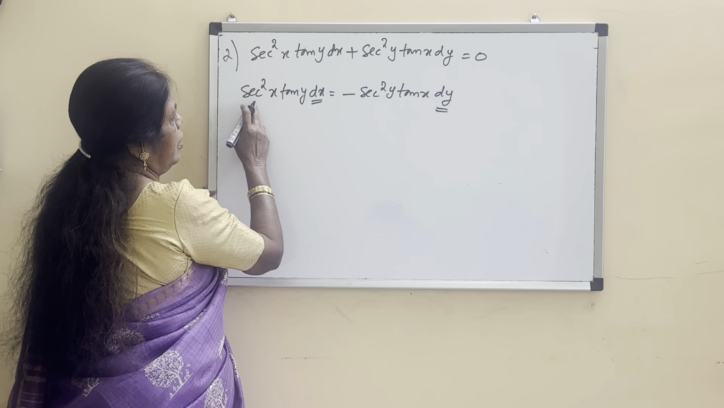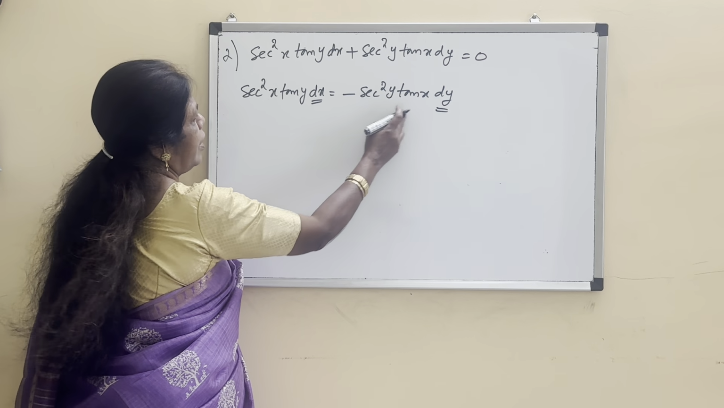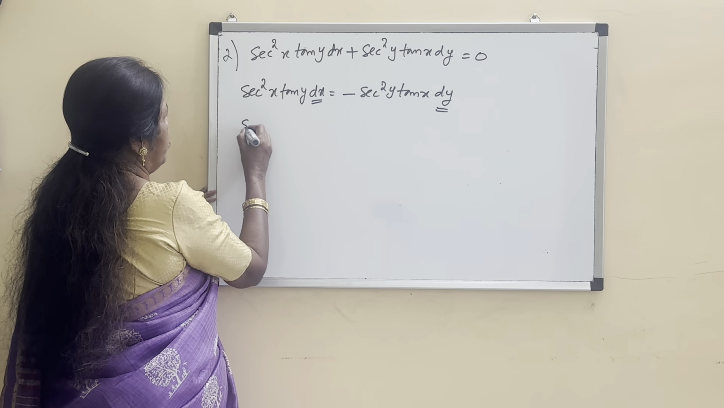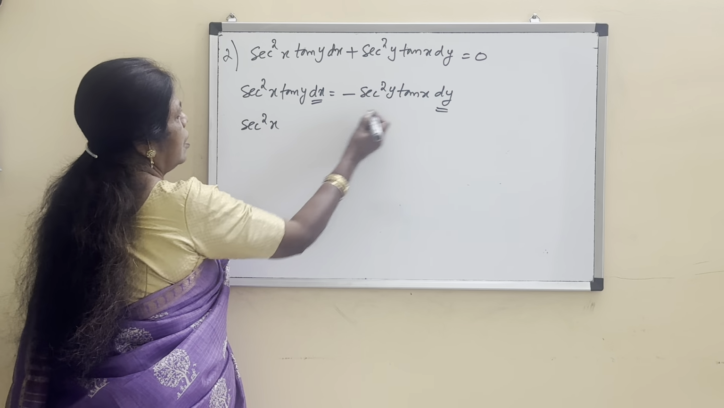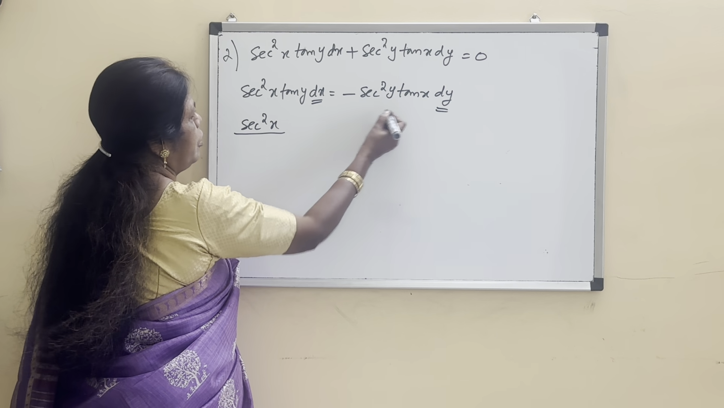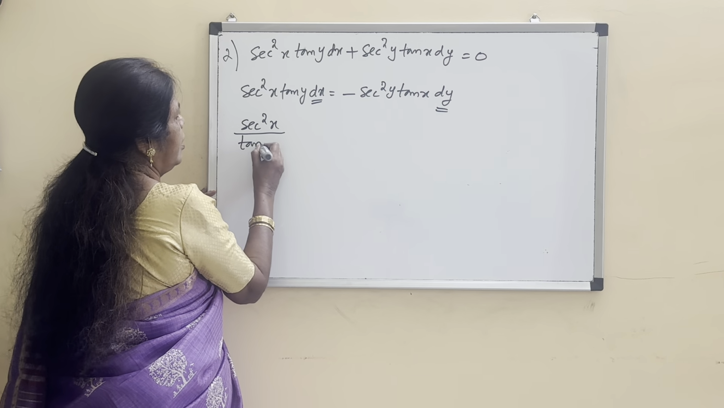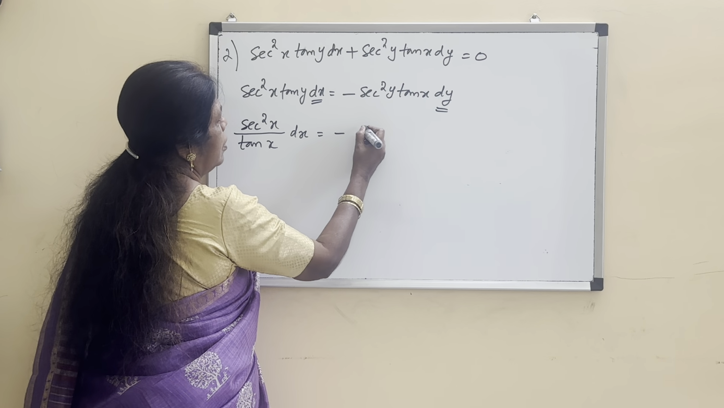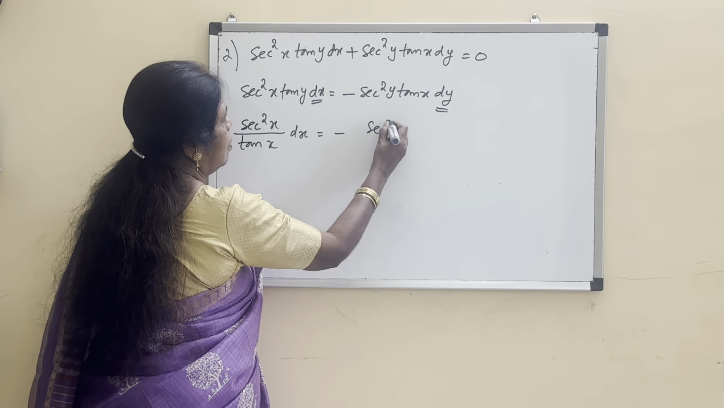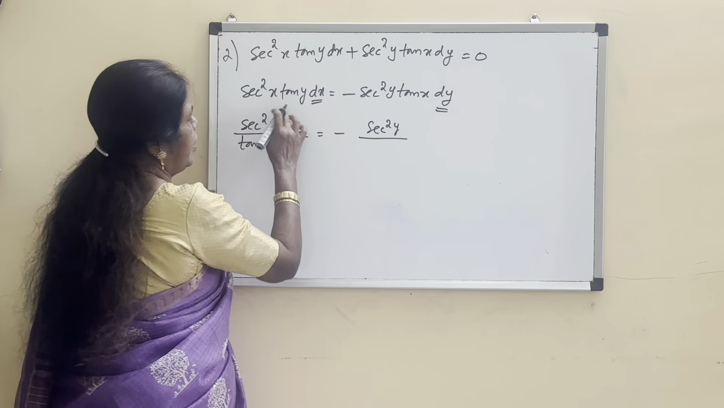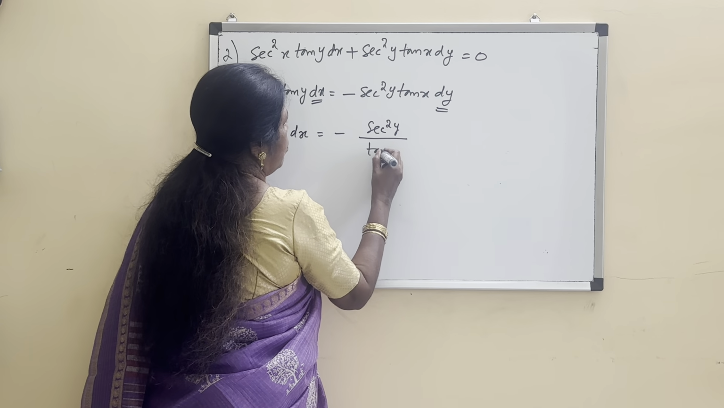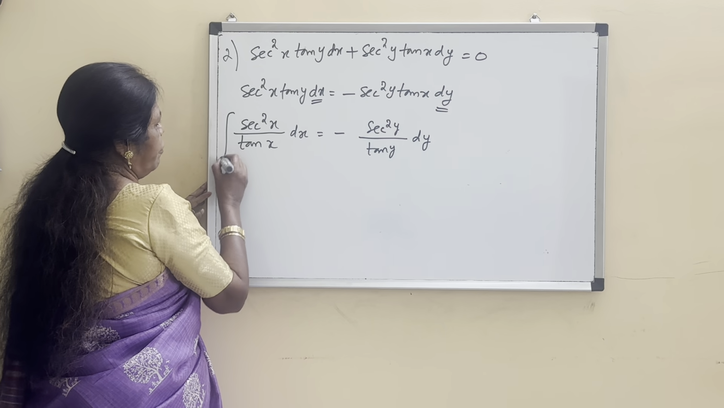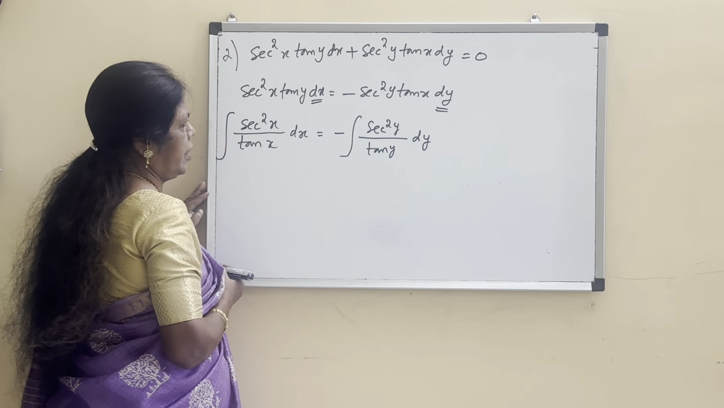Here you already have the x term secant square x, and here you have tan x. So now I am going to separate the variables. Secant square x, I am bringing tan x this side. It is multiplying, so if it comes this side, it will divide. Tan x into dx is equal to minus secant square y by tan y into dy. So we have separated the variables and we can integrate it now.